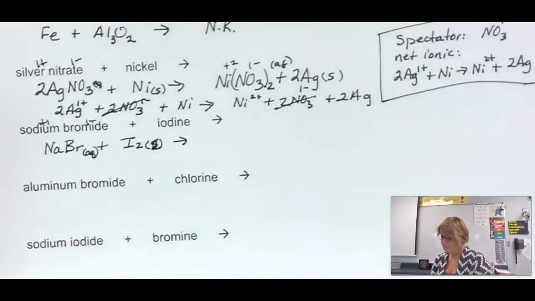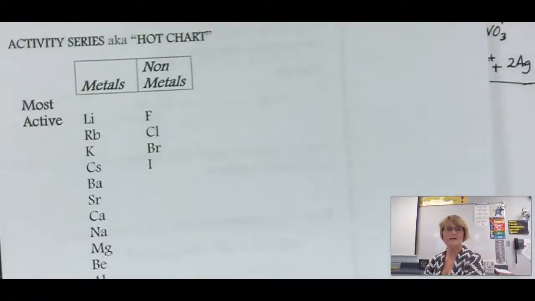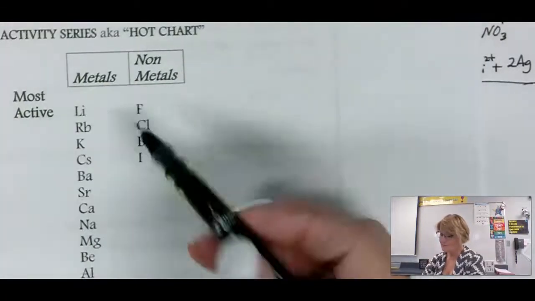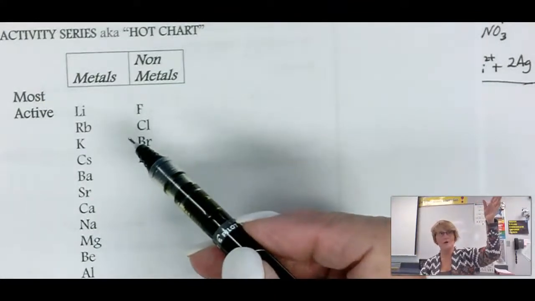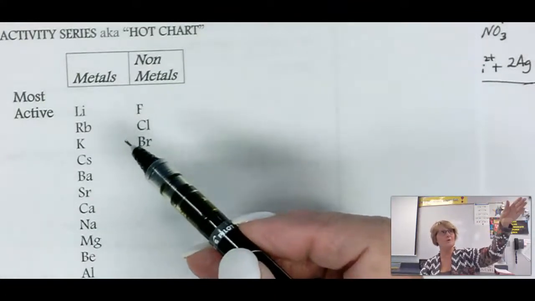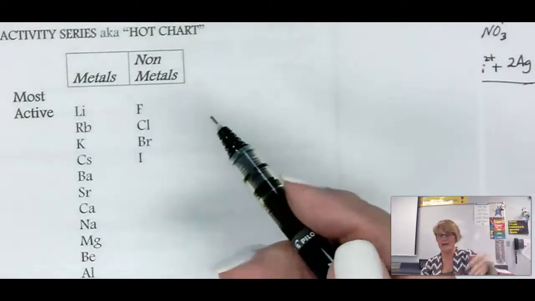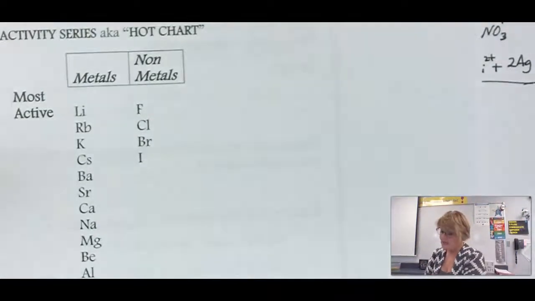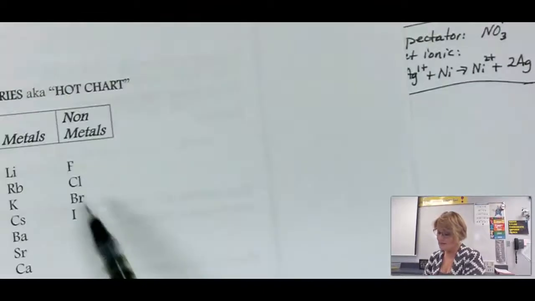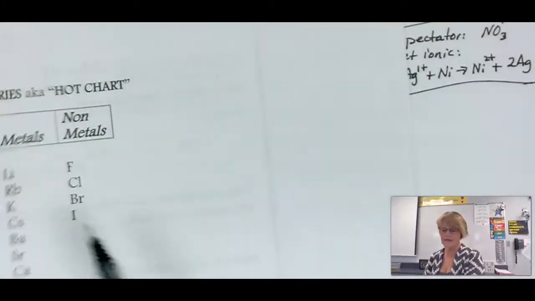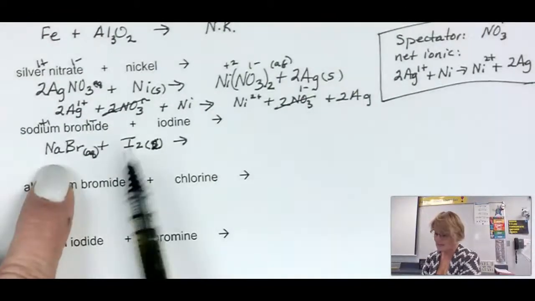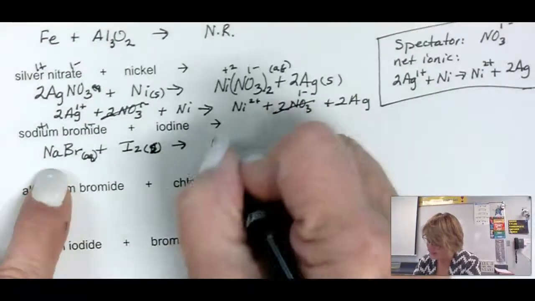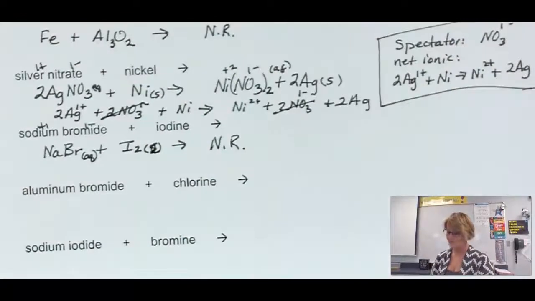Okay? And again, it's on your table. You can look at it, but basically it goes according to your group 17. Fluorine is going to be more reactive than chlorine, which is going to be more reactive than bromine, which is going to be more reactive than iodine. So in this case, bromine is more reactive than iodine. Bromine is stronger than iodine. So this one again is going to be a no reaction.